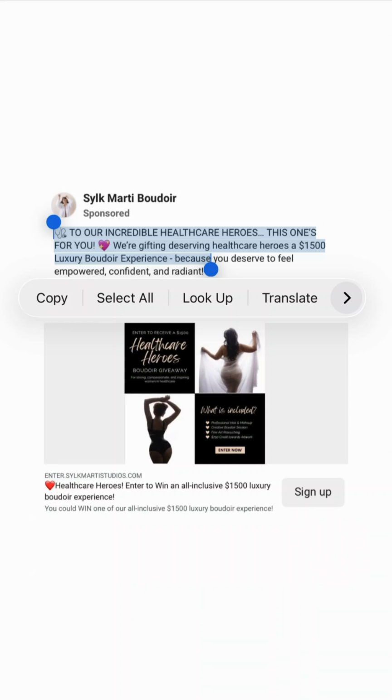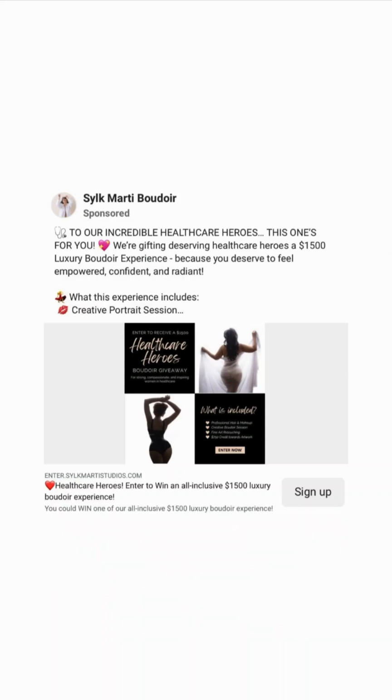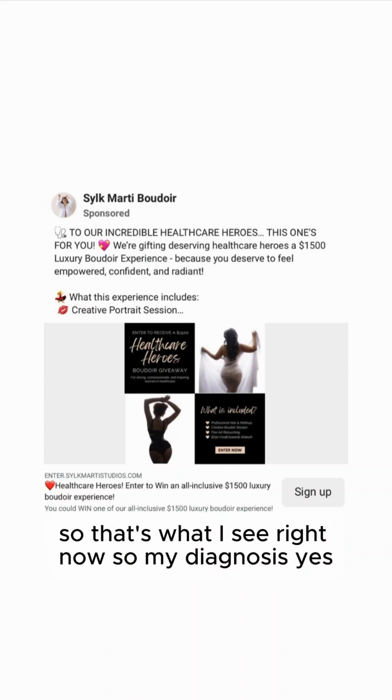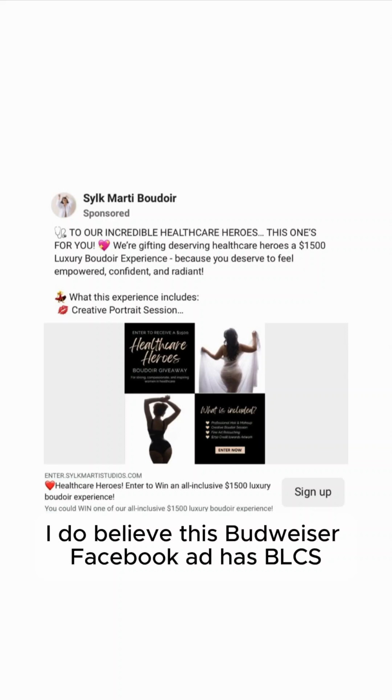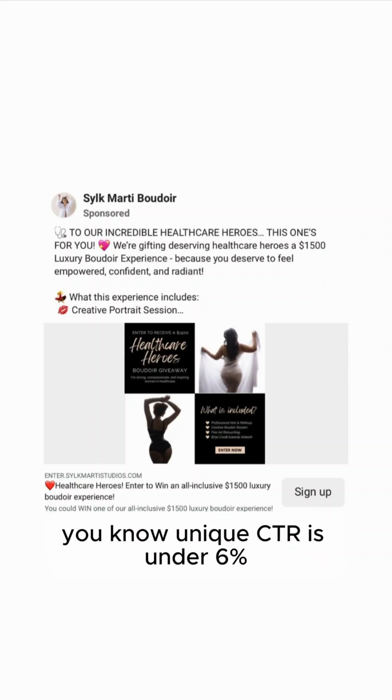So, all right. Those are all the common things that I normally see, and so that's what I see right now. So my diagnosis: yes, I do believe this Boudoir Facebook ad has BLCS, aka Boudoir low click syndrome, because its unique CTRL is under 6%.